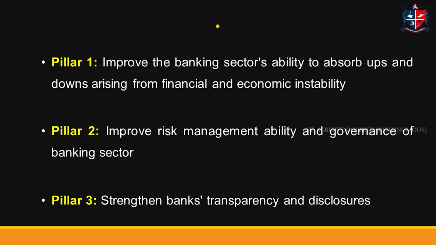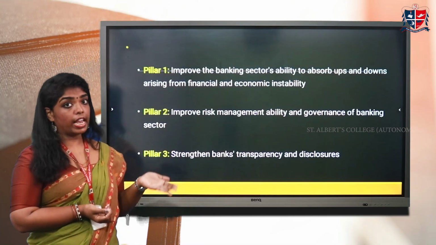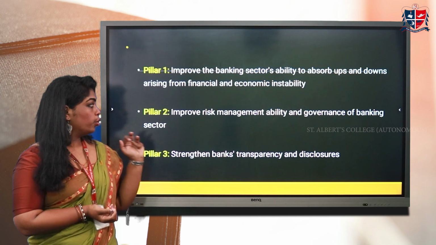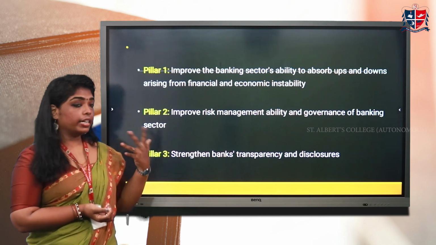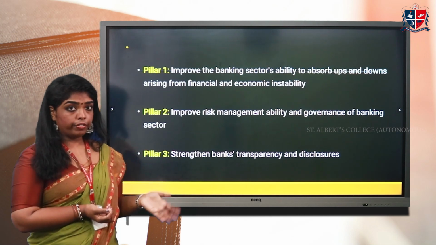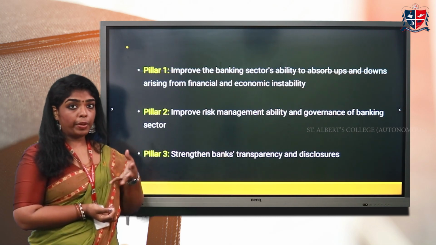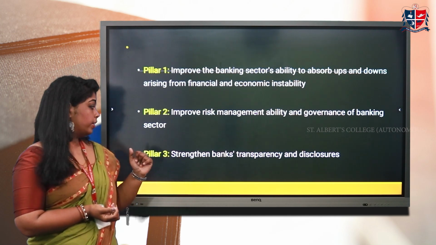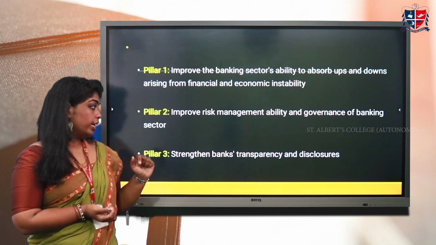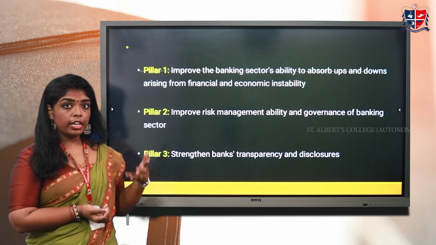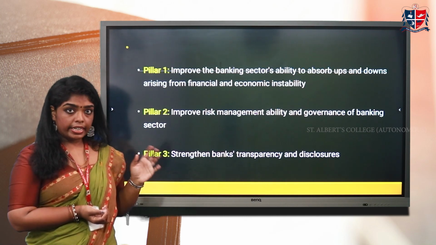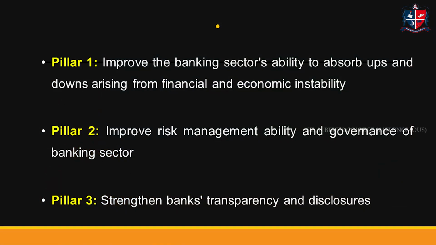It also has three pillars. The first is to increase the bank's ability to absorb ups and cope with the downs or limitations whenever they come, to increase financial and economic stability. Pillar 2 is to improve the risk management ability and the governance of the banking sector. Risk is bound to happen in the banking sector, so whenever risk arises, the bank should be able to manage it. Pillar 3 is to strengthen the bank's transparency. That is, banks should disclose all the essential information to the concerned party, that is RBI, as and when the time arises.